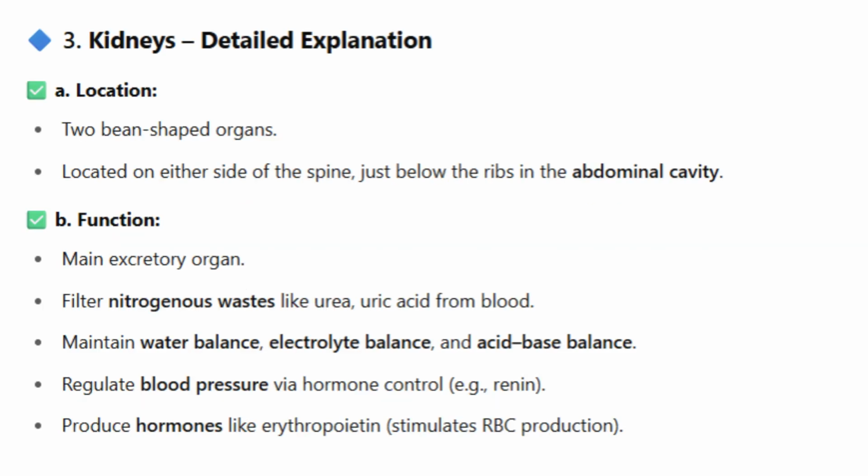Let's take a closer look at the kidneys, the main excretory organs of the human body. A. Location. The kidneys are two bean-shaped organs, located on either side of the spine, just below the ribs in the abdominal cavity. They are well protected by the lower ribs and cushioned by surrounding fat.